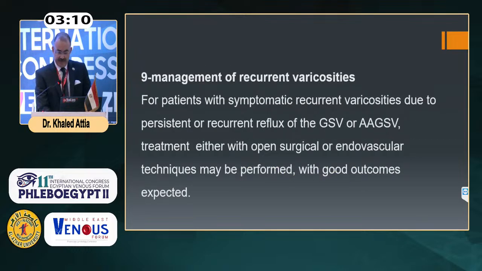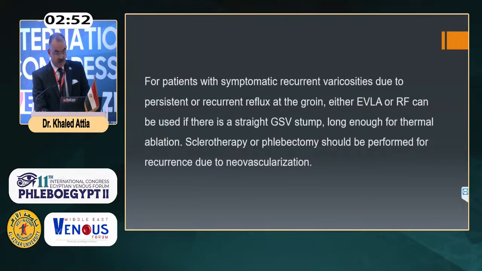Management of recurrent varicosities. For patients with symptomatic recurrent varicosities due to persistent or recurrent reflux of the great saphenous vein or anterior accessory great saphenous vein, treatment either with open surgical or endovenous technique may be performed with a good outcome. For patients with symptomatic recurrent varicosis due to persistent or recurrent reflux at the groin, either endovenous ligation or radiofrequency can be used if there is a straight great saphenous vein stump. It is long enough for thermal ablation.